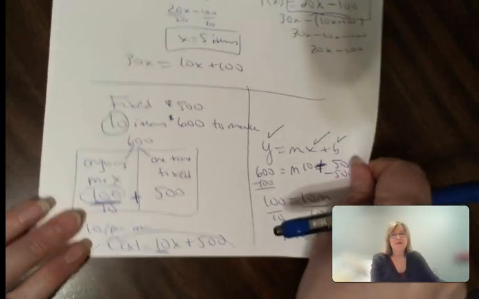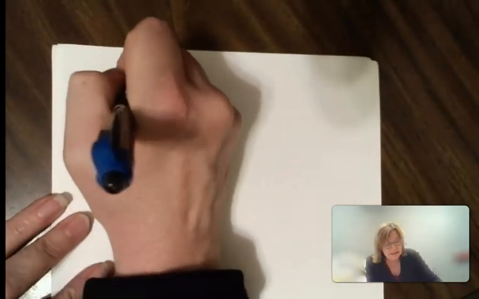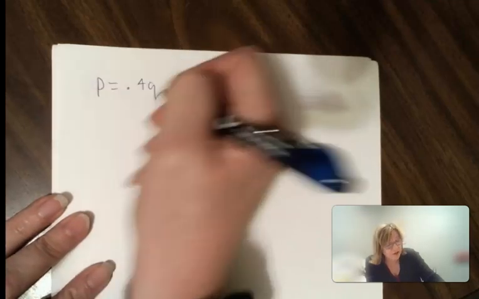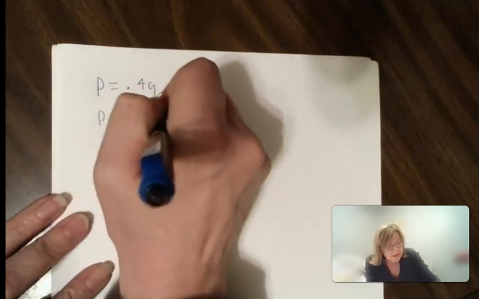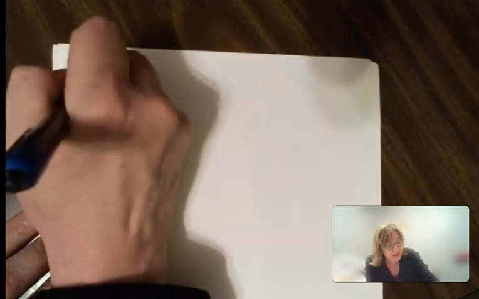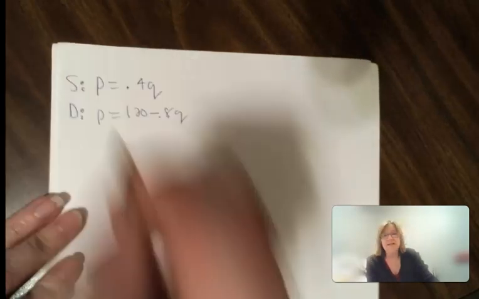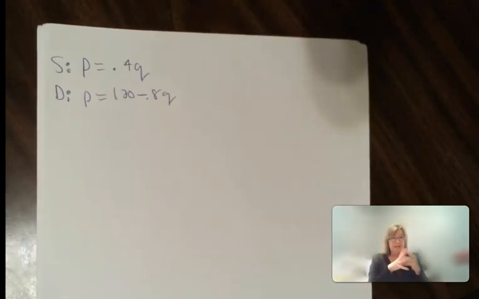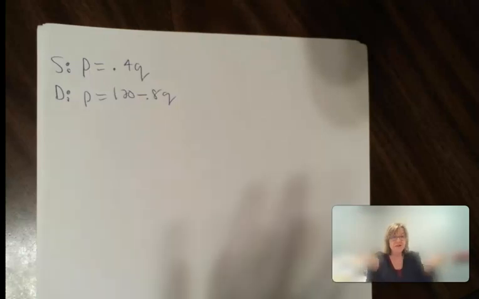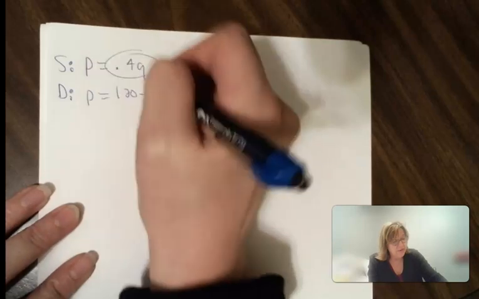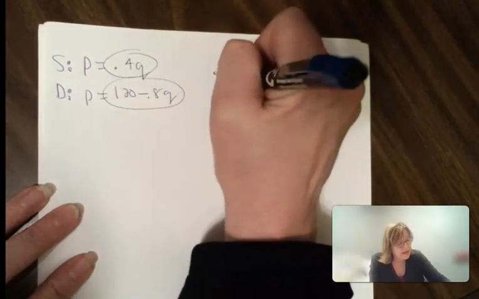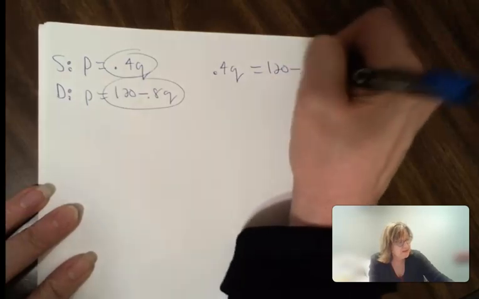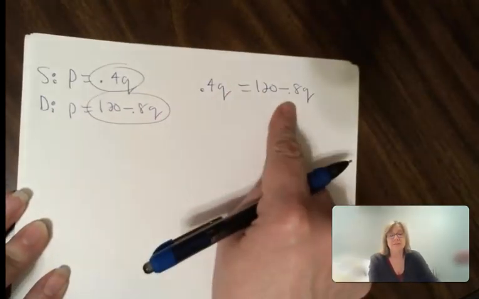All right. The other thing we did in this chapter was supply and demand. So say supply is P equals 0.4Q, quantity, and say demand is P equals 120 minus 0.8Q. So the supply was the first one I said, demand is the second. Here I could ask you to find the equilibrium price and the equilibrium quantity. And again, if things are equal, they're balanced. So I am going to set my supply equal to my demand function. So I have my two functions. I'm going to set them equal.